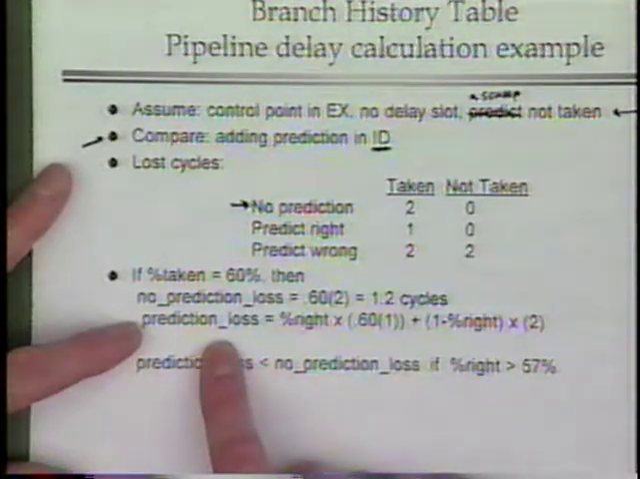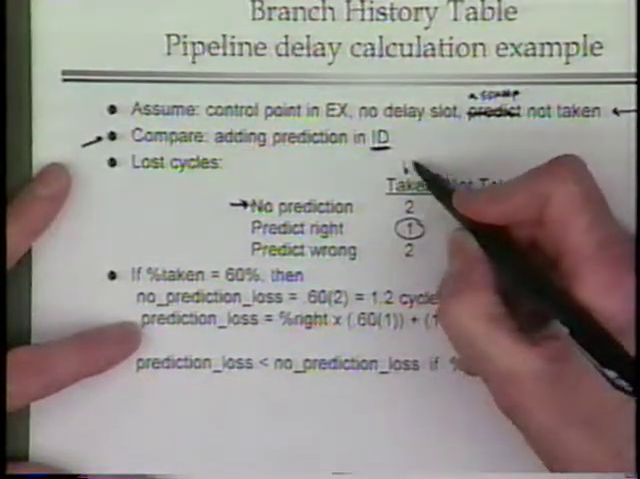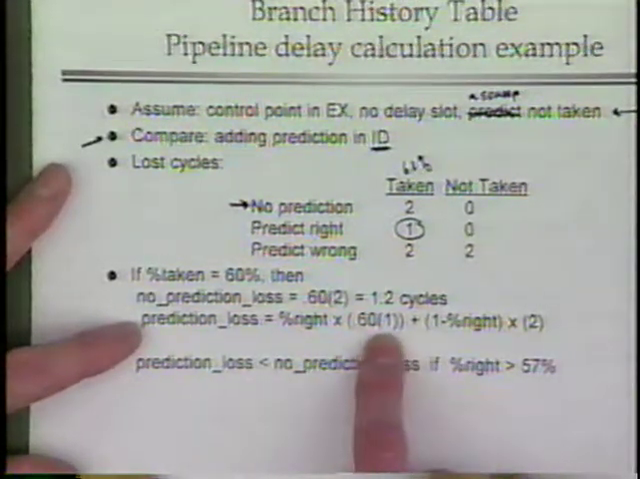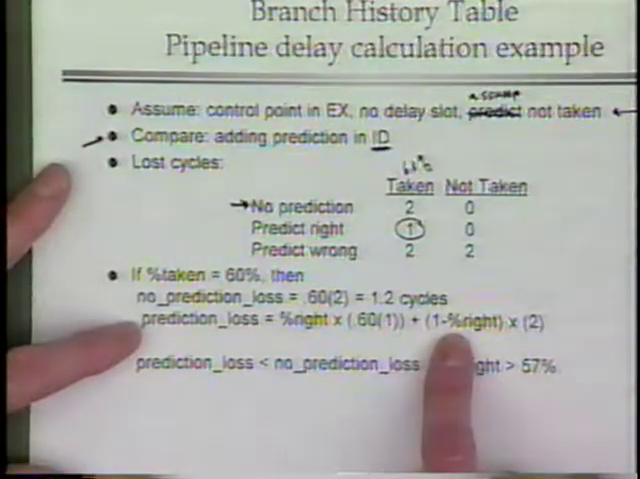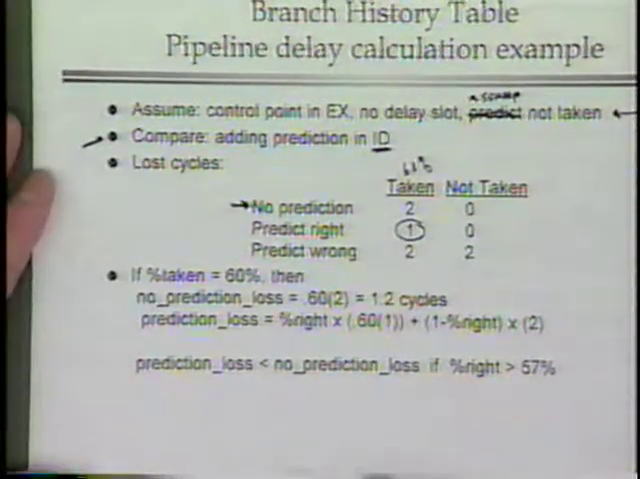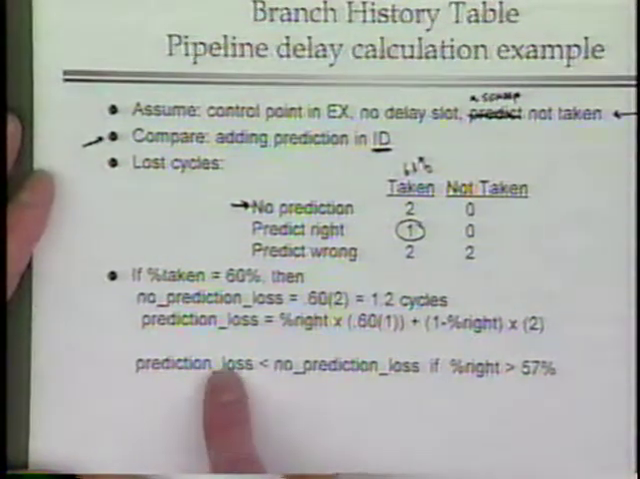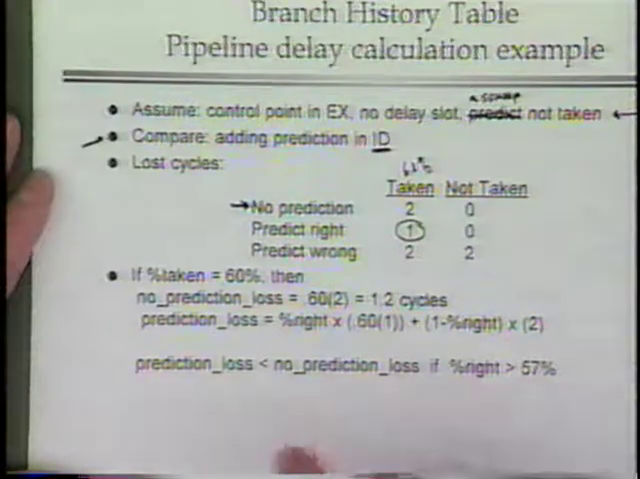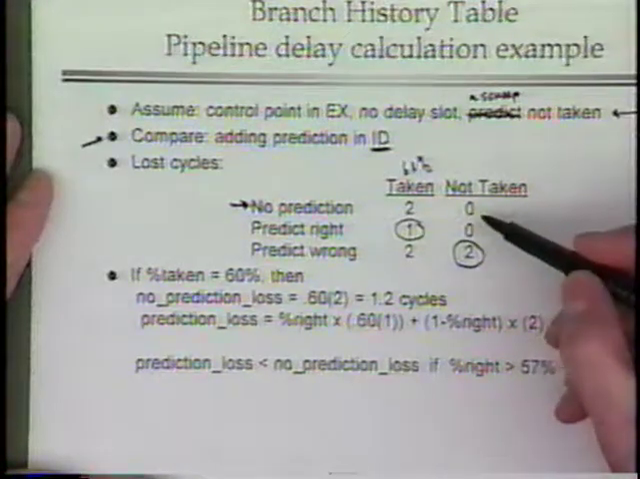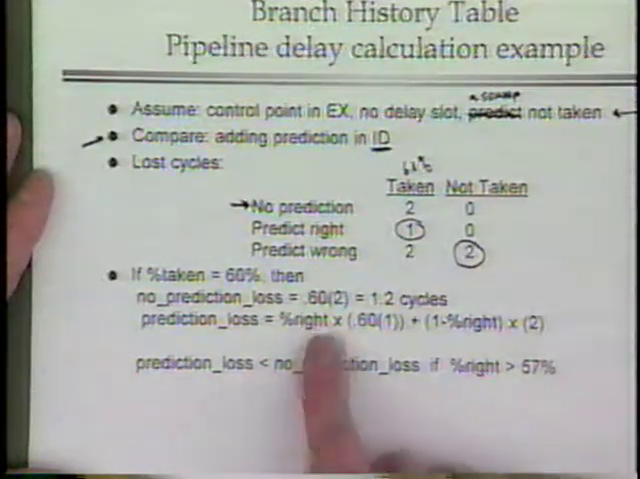If we do this prediction, then if we're right, since 60% of the branches are taken, 60% of the time when we're right, we will suffer a 1-cycle penalty. When we're wrong, then we're going to suffer a 2-cycle penalty. So the question is, how high does the percentage right have to be before our loss doing the prediction is less than our loss without the prediction? Notice the problem is that if we predict wrong, then we suddenly have a 2-cycle not taken penalty. If we did no prediction whatsoever, then we had a 0-cycle not taken penalty. So this could be a loss for us.